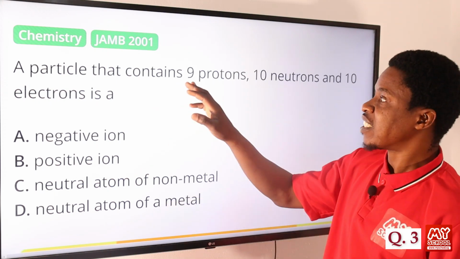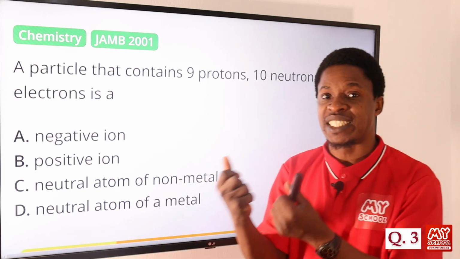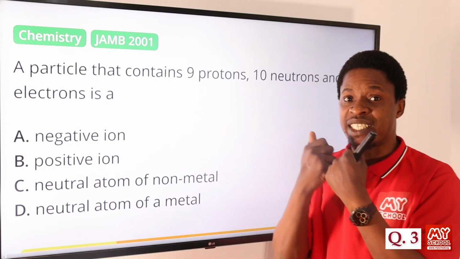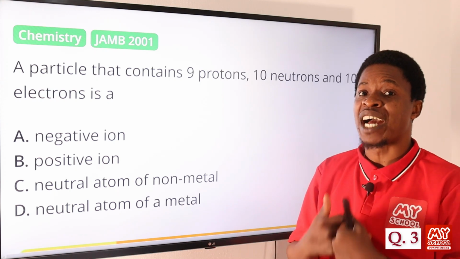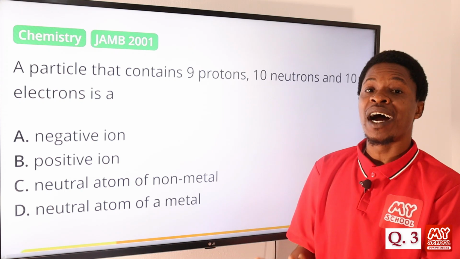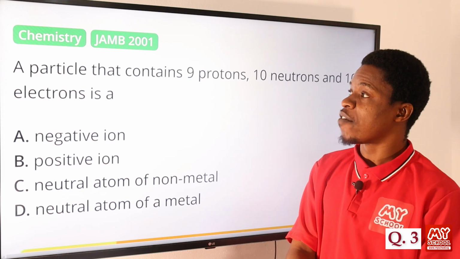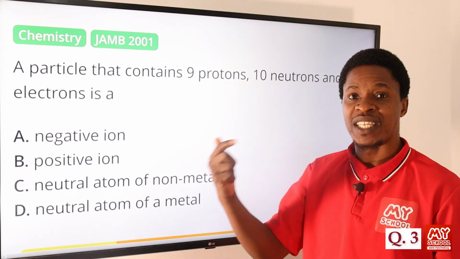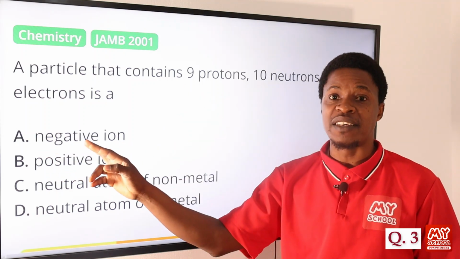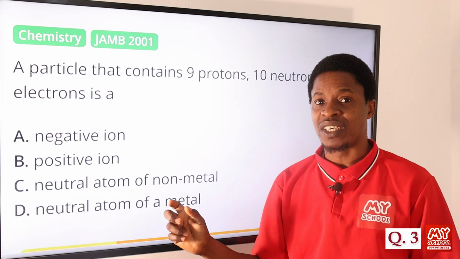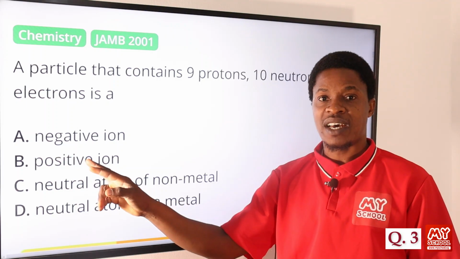But in this case we have the number of protons lesser than the number of electrons, which means an electron has been gained. 1 electron has been gained, or received, or accepted. So the number of electrons is more than the number of protons, which shows that an electron has been added. Once an electron has been added, that particle is going to be a negative ion, not a positive ion. So the correct answer here is option A, negative ion.